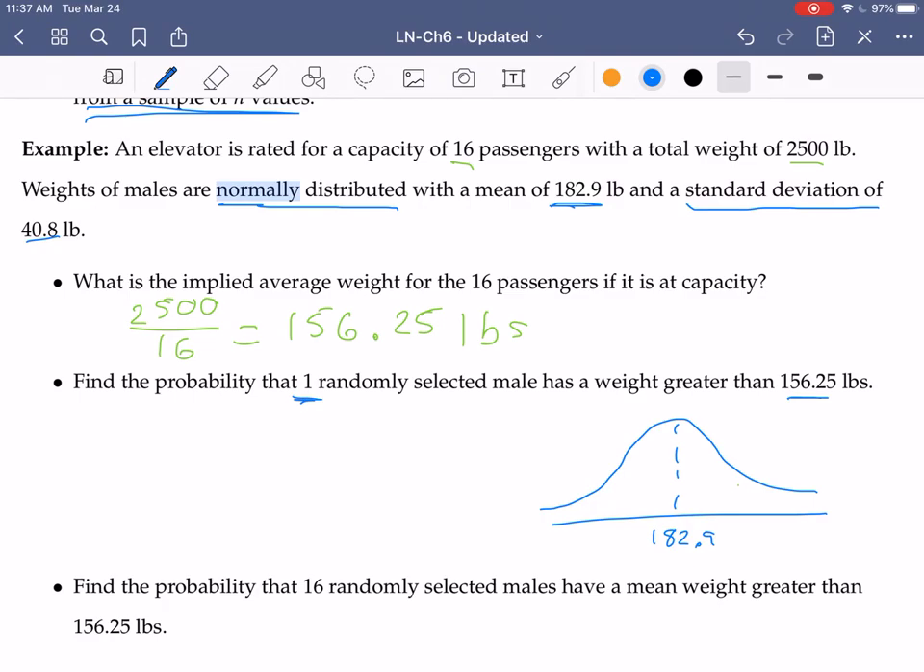Somewhere down here to the left of 182.9 is 156.25. We want to know the probability that a randomly selected male has a weight that's greater than that, and we are looking at a single, individual male. So for individuals, the mean weight is 182.9, and the standard deviation is 40.8. So I'm going to go to StatDisk.